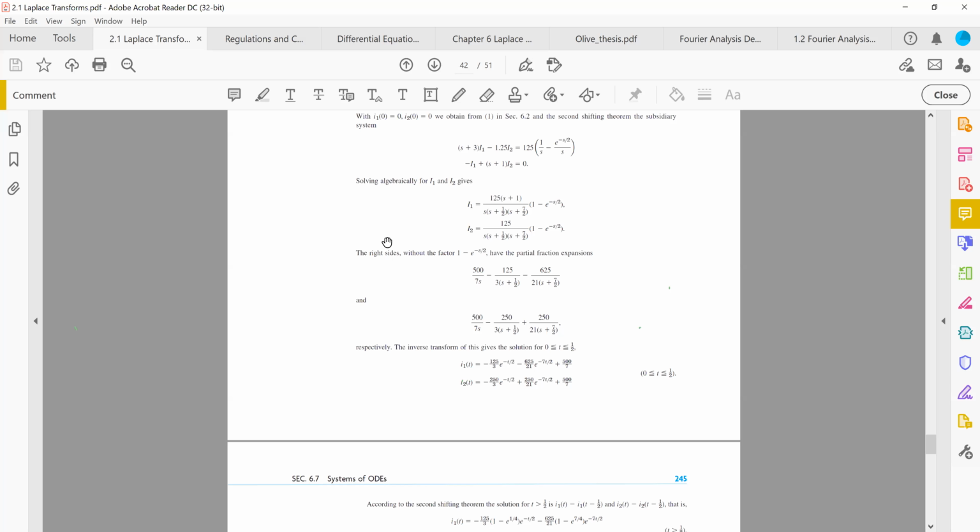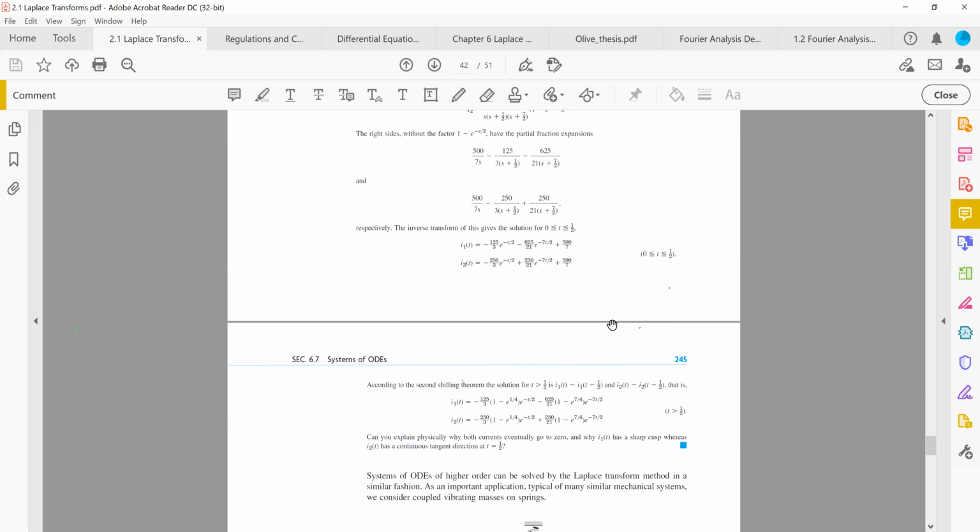Once you do that, you have this, but this is useless to you. You need to put it in a form that is in our table 6.1. So you use partial fractions to simplify it and get here for equation 1. Simplify this and get here for equation 2. Then for this first range, 0 less than t, which is less than or equal to a half, this is your solution.